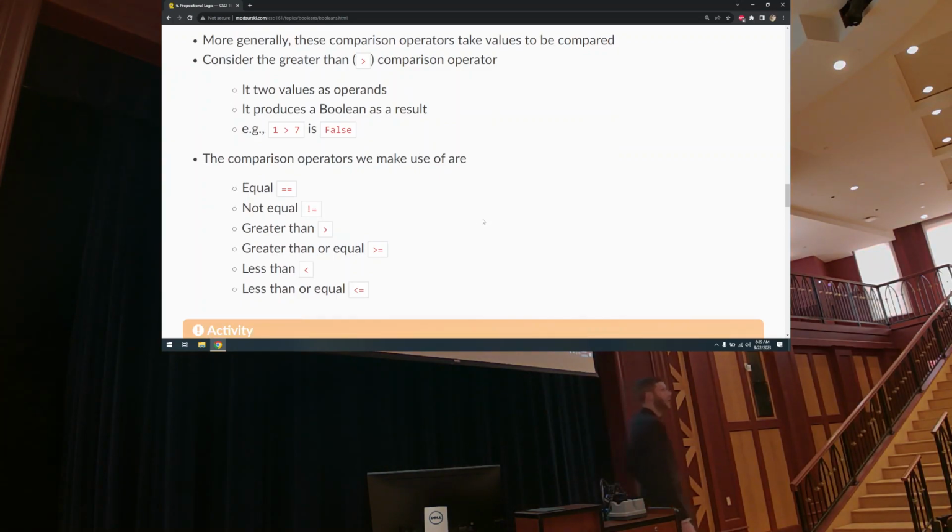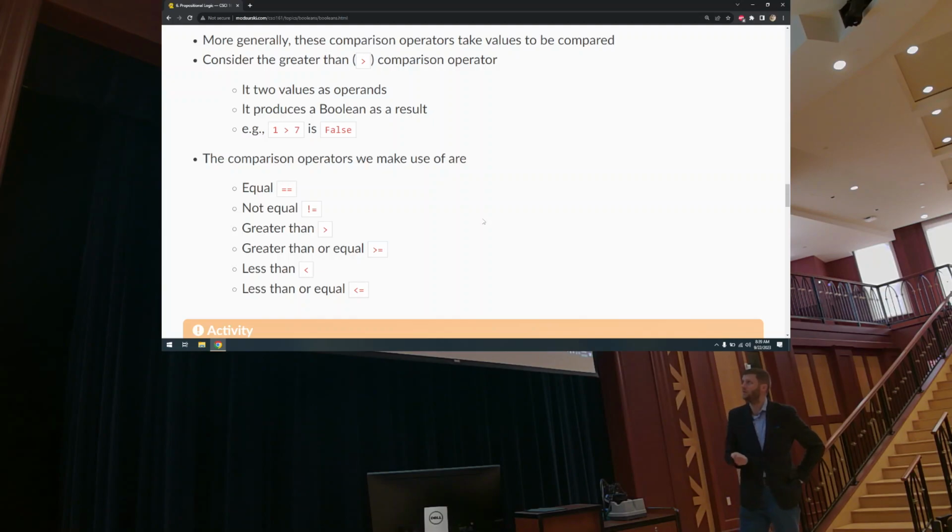Equals. But mind the fact that if you want to check if things are equal, you need to use equal equal. Because a regular old equal is assignment, right? If I use the equals, it means I'm putting some value in a variable or something. If I want to actually check if two values are equivalent, I need to use equals equals. And then that will tell me if that statement is true or false. It's a Boolean. It gives you back a Boolean.